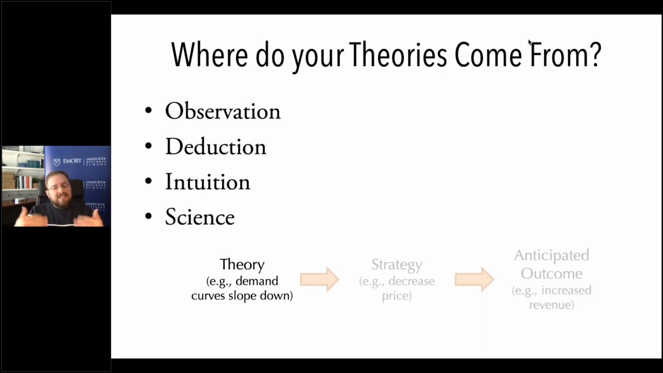We have to articulate where they come from, and we have to understand how we got to those theories. So we're going to go through each of these 4 theory generation methods so we can better know where our theories come from and better recognize the limitations of each of these. Okay? So one way that we can identify theories is through observation.